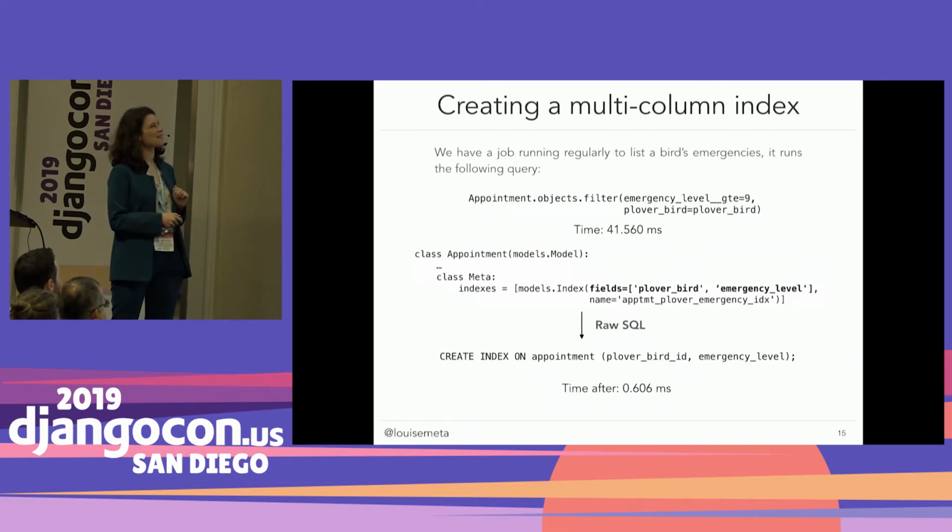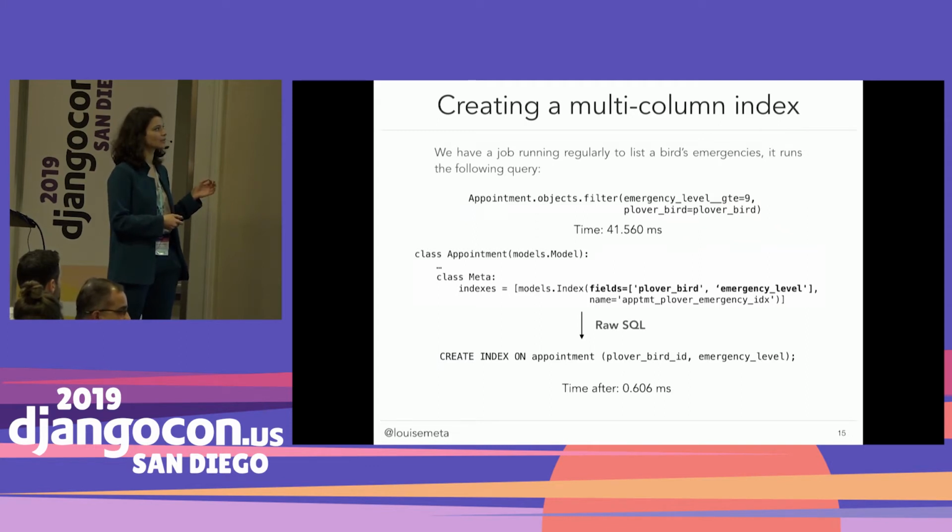So you also have multi-column indexes. So here I have appointment. I'm filtering the appointment for a specific bird, and we want to know kind of like just the appointments that the bird did that are an emergency. And I kind of want to optimize that.